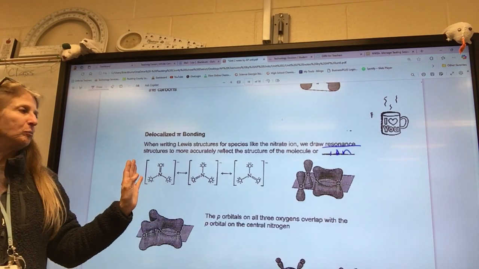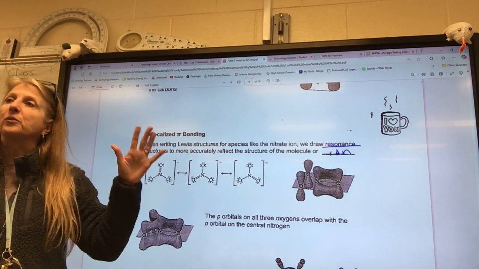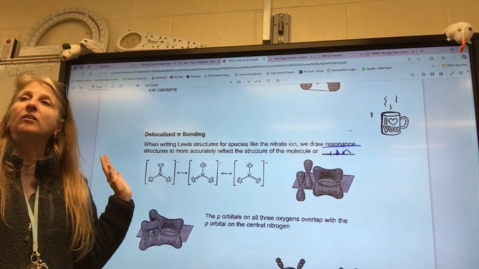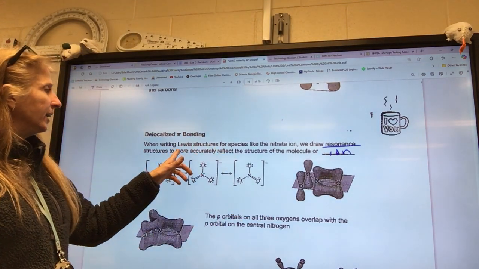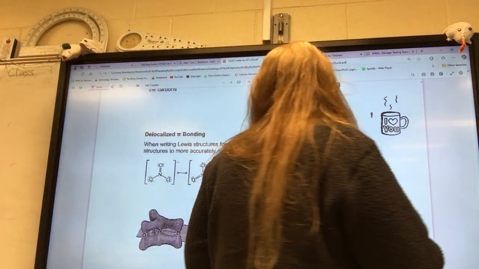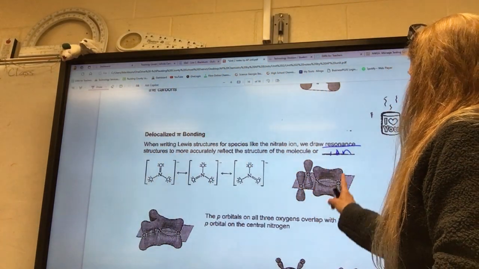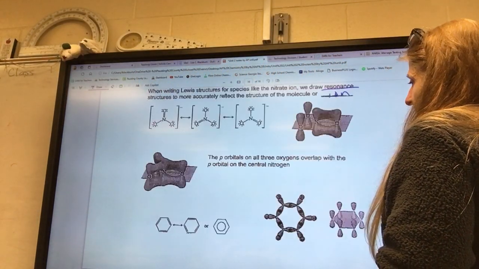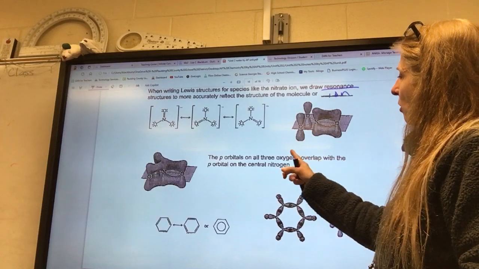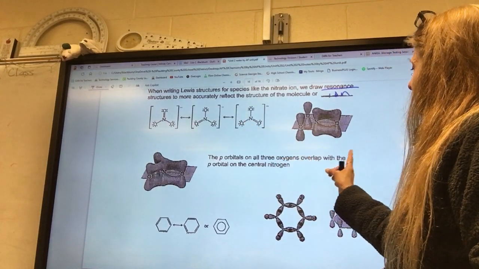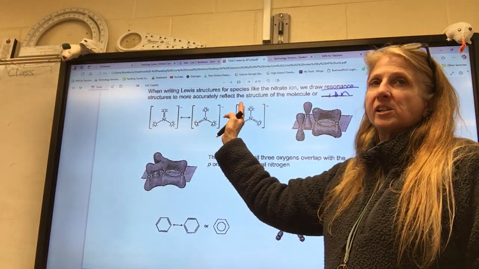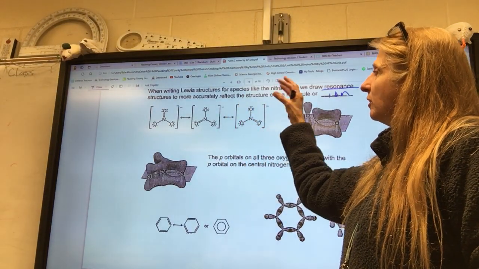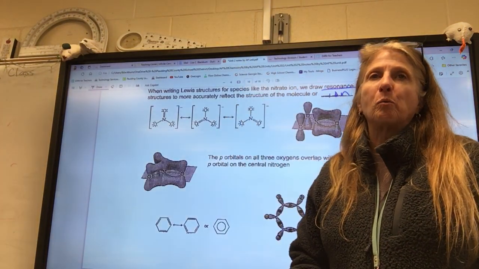That instead of being 1, 2, 3, 1, 2, 3, 1, 2, 3, it's just one with something else. Okay? So what it does is it sort of smears it around, which you can kind of see illustrated there. Okay, so the p orbital on all three oxygens overlap with the p orbital of the central nitrogen. They're all doing a little bit of sharing.